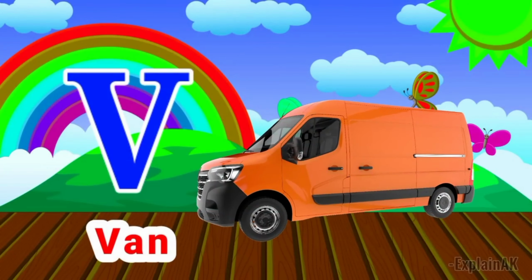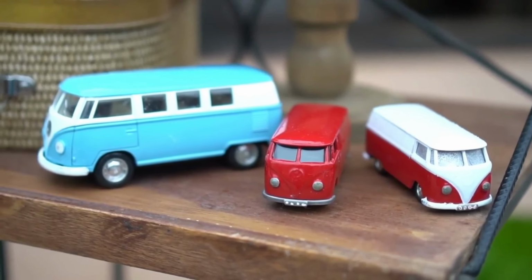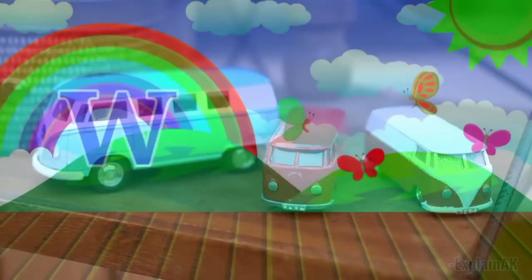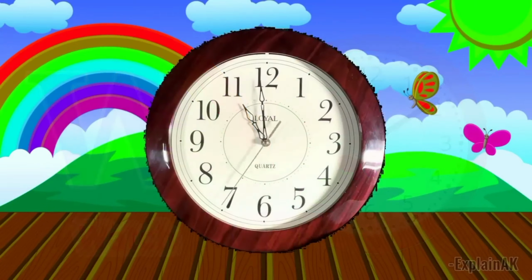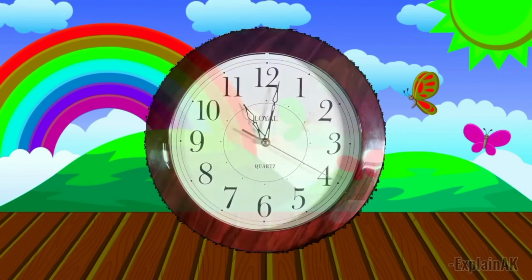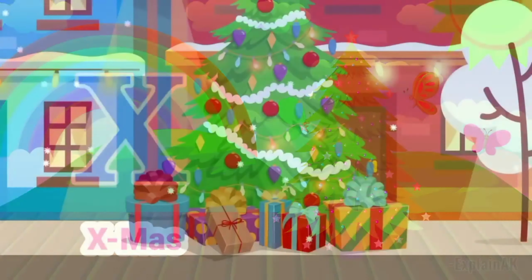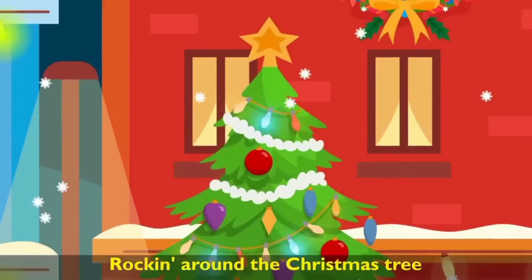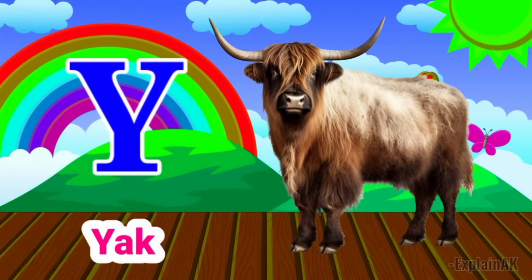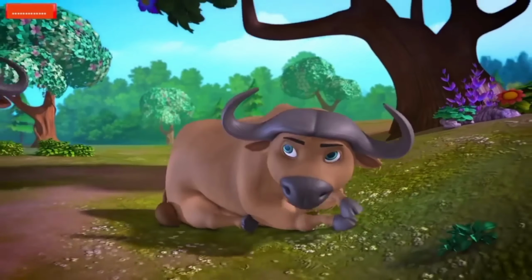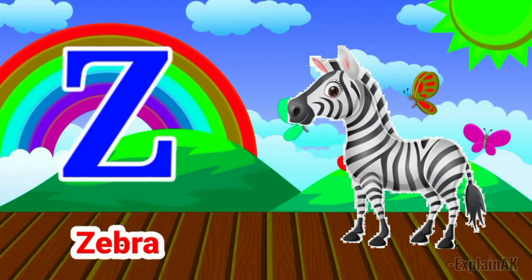V for rain. W for watch. X for Xmas tree. Y for yak. Z for zebra.